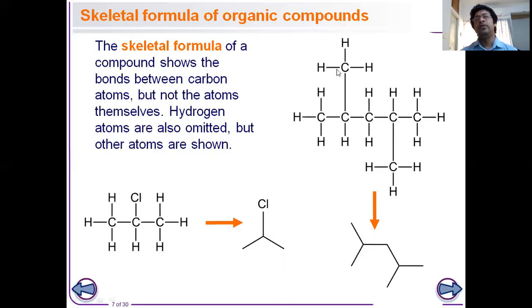Then one CH3 alkyl group is present with the second carbon. That is why we have to put a straight line with the second carbon atom. And with the fourth carbon, another CH3 is present. To show it, we have to stretch another line with the fourth carbon atom. I hope you understood from this figure how to draw the skeletal formula in organic chemistry.